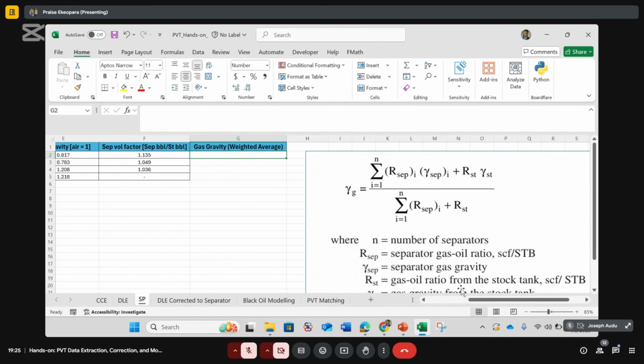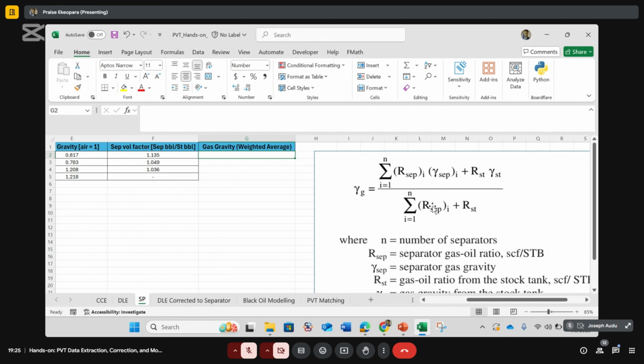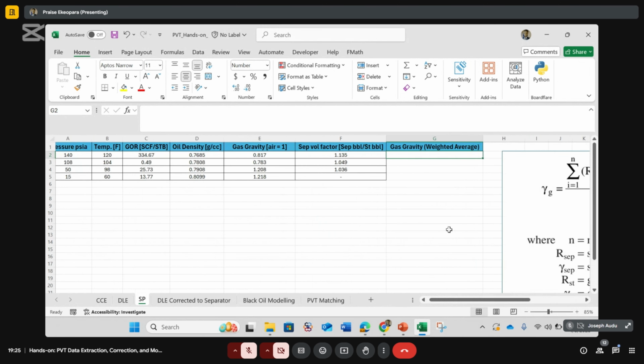The weighted average method is represented this way, whereby you have your RSP times your separator gas gravity, then plus the stock tank GOR times your stock tank gravity. Then you divide by the summation of this and the one at stock tank. So that's exactly what we need to make this calculation over here.